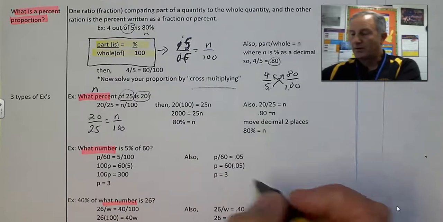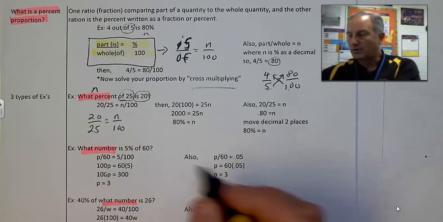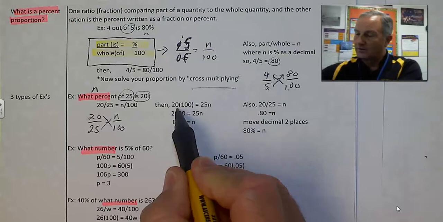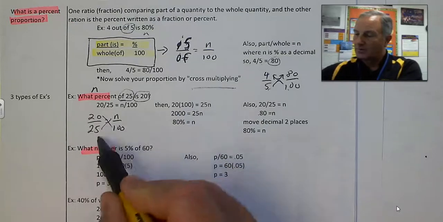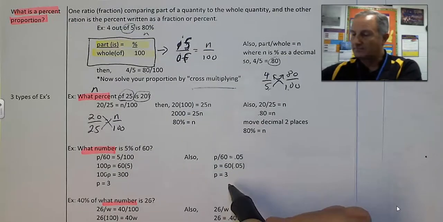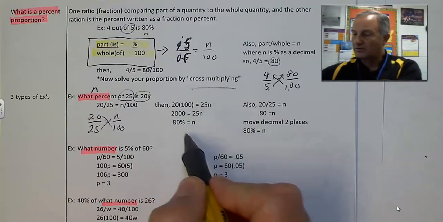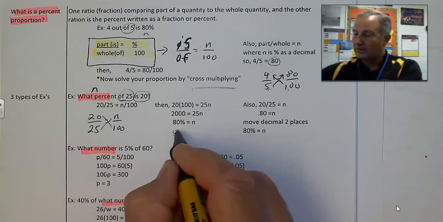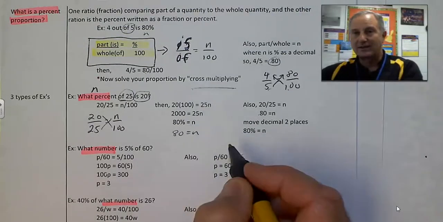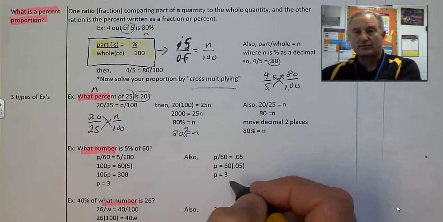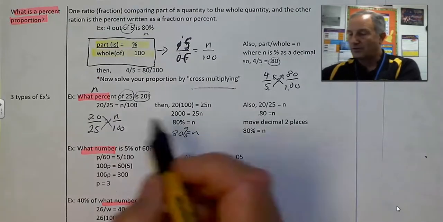So there's my proportion. Okay, 2 equal ratios. When I cross multiply, I get this. 20 times 100 equals 25 times n. 20 times 100 is 2,000. Divide out the 25. I get 80 equals n, and since n is the actual percent, when I get 80, that is 80%. So 80% of 25 is 20.